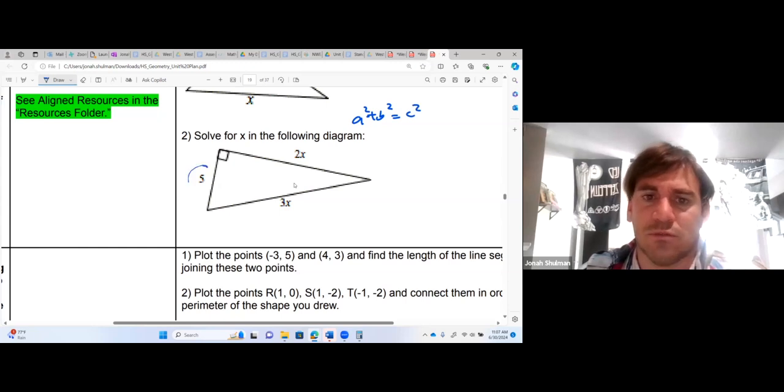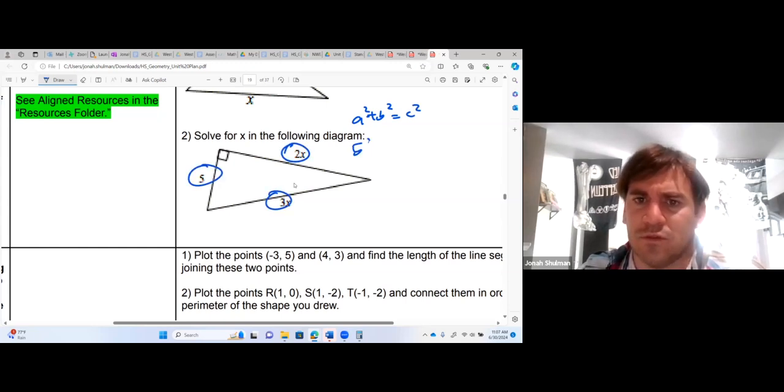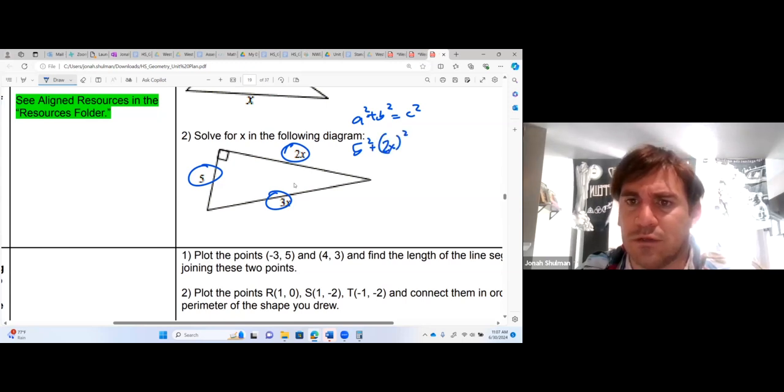And you just substitute the pieces in. So it's going to be 5 squared plus 2x squared equals 3x squared. So 5 squared is 25 plus 4x squared, because the 2's got to go to both. And this is going to be 9x squared.